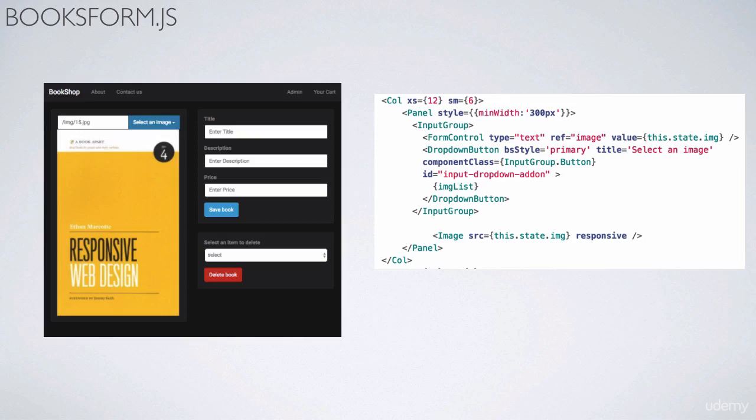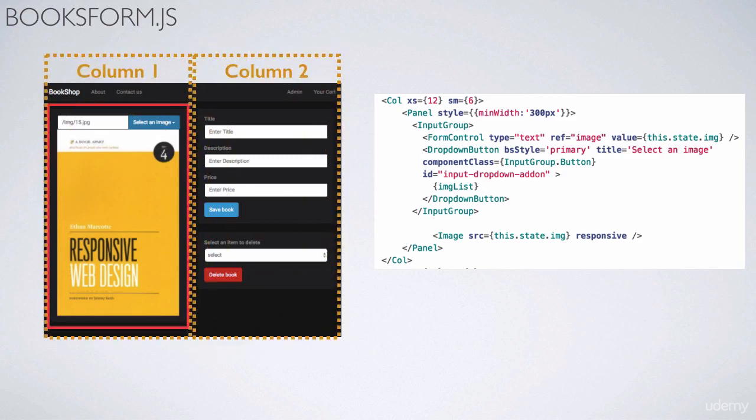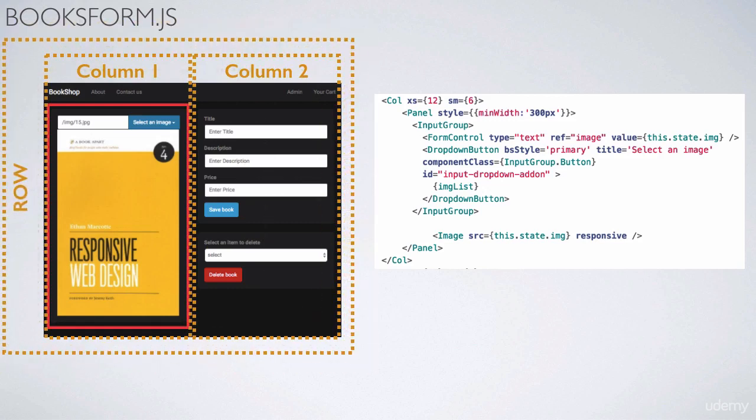The client app is almost complete. I will now write the code to select books images in the books form. We will render the books image related components on the left side of the books form component. It means that we need to add two columns which will be rendered inside one row.